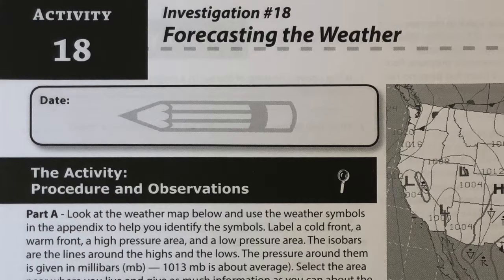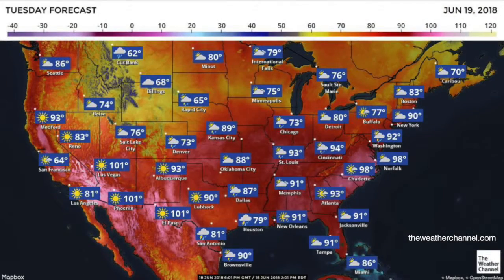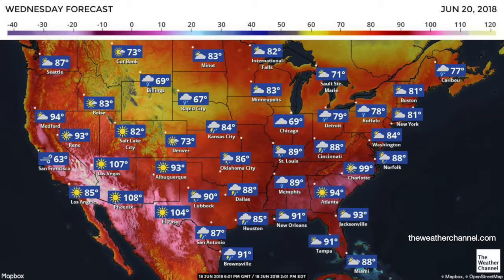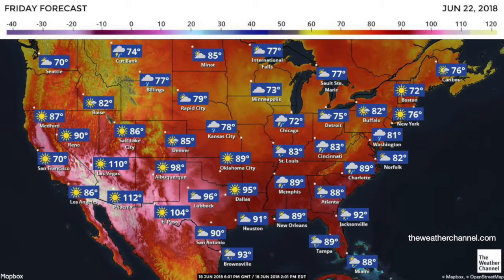We will continue in this lesson to find ways to forecast weather by reading weather maps. Help students collect weather maps for 5 days in a row from newspapers or the internet. Public libraries are also good sources.